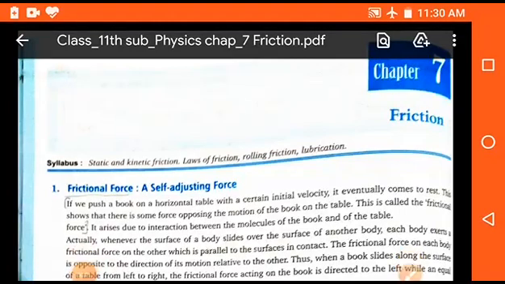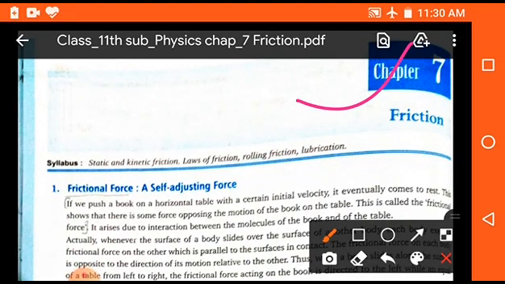In this session, we will discuss chapter number 7 of class 11th physics, and the name of the chapter is friction. It is an important chapter and we have to discuss some important points in this chapter. Clear? So the first point is, what is frictional force?